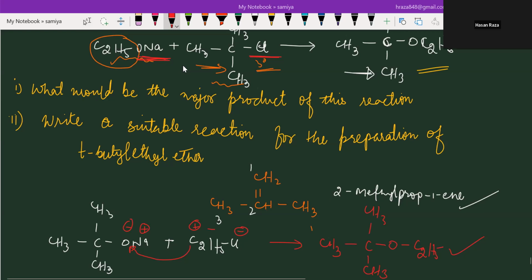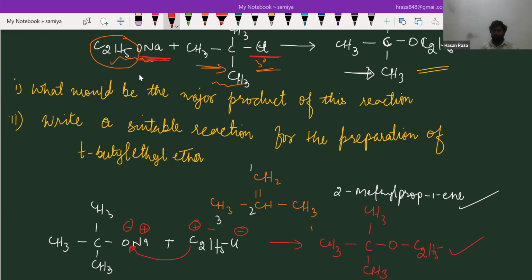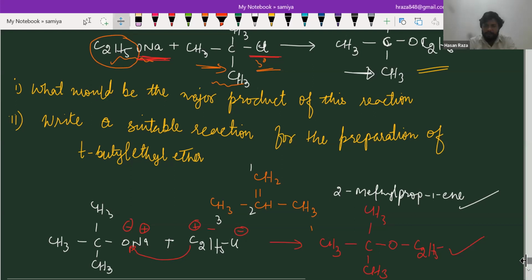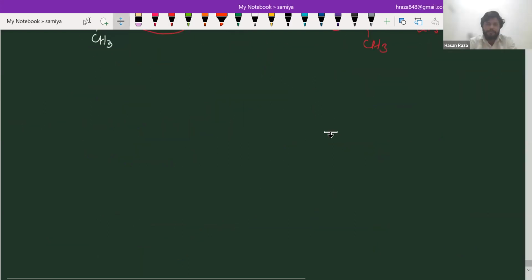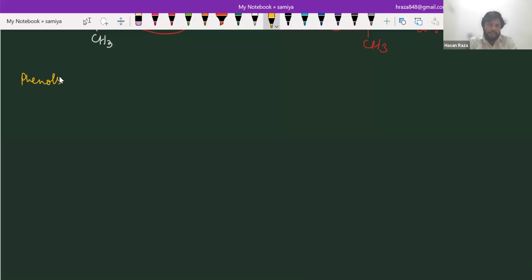Now we just studied how to prepare alkoxide. Phenoxide is prepared in the same way. It's very easy. So write a point: phenols are also converted to ethers by this method.